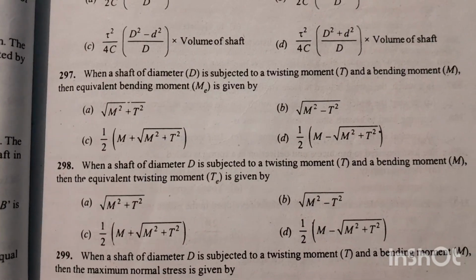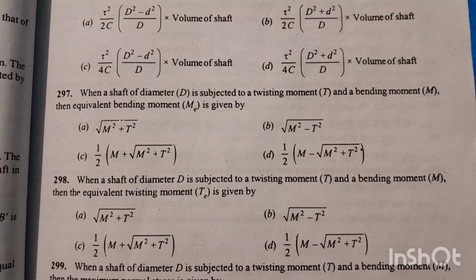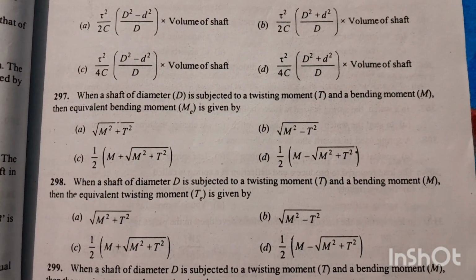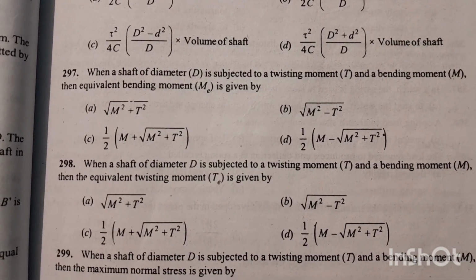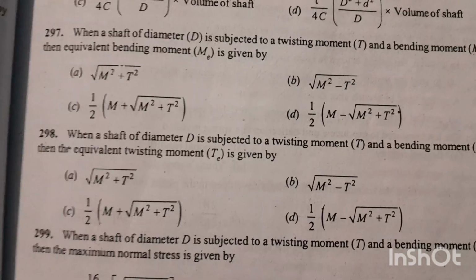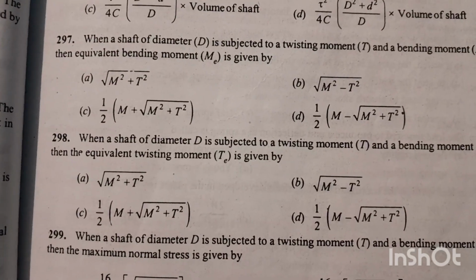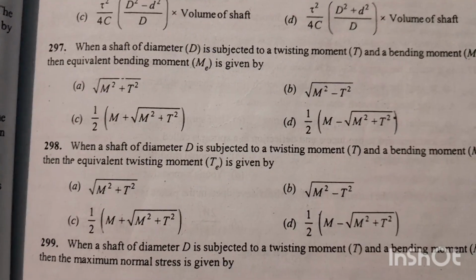Next question 298. When a shaft of diameter capital D is subjected to a twisting moment capital T and bending moment M, then the equivalent twisting moment TE is given by. Option number A is the right answer, root over of M square plus T square.